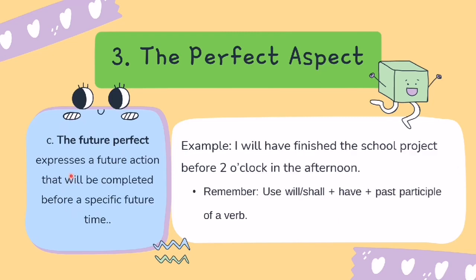Letter C is the future perfect. It expresses a future action that will be completed before a specific future time. For example, I will have finished the school project before 2 o'clock in the afternoon. So remember, use will, shall plus have plus the past participle of the verb. Like this one, I will have finished the school project before 2 o'clock in the afternoon.